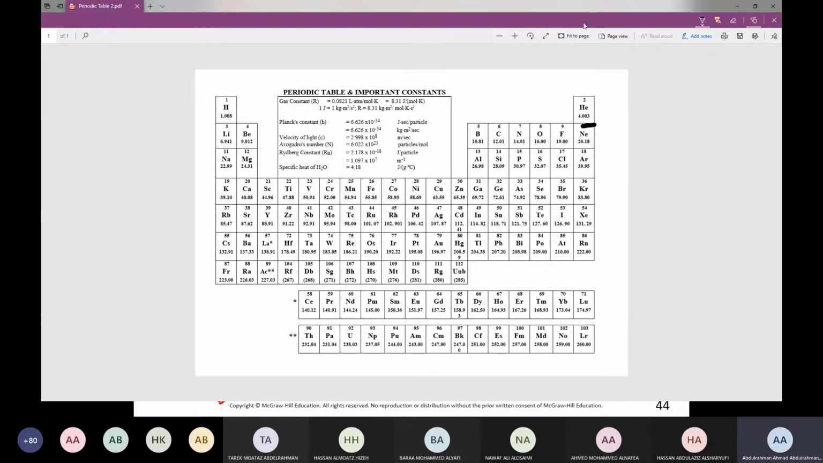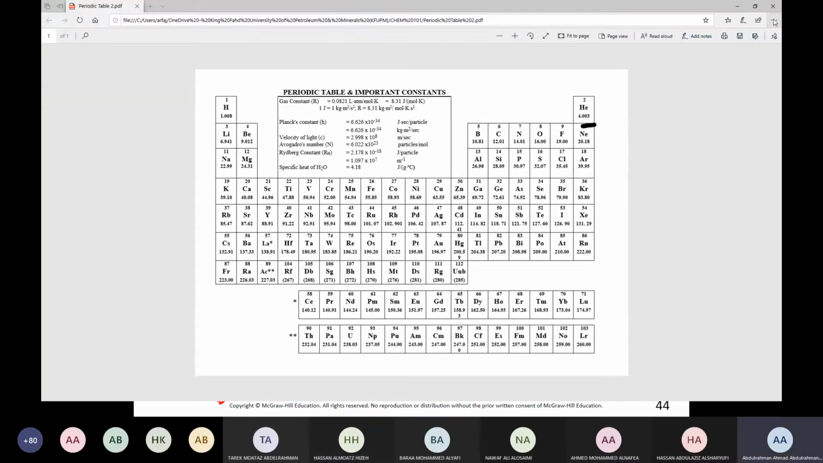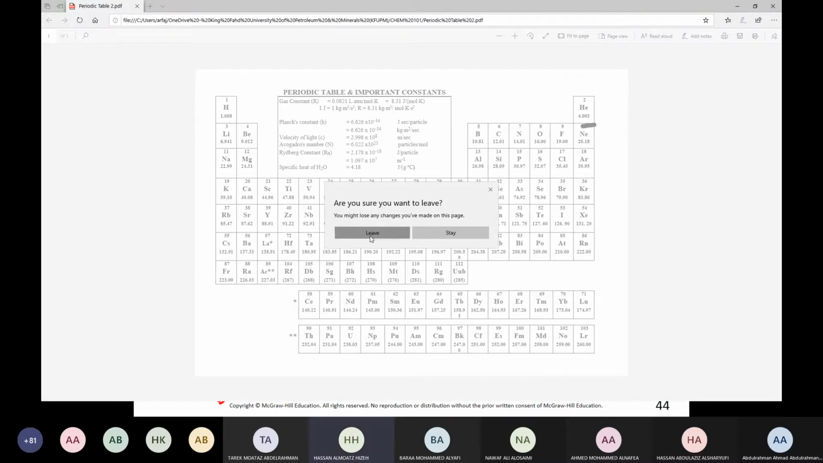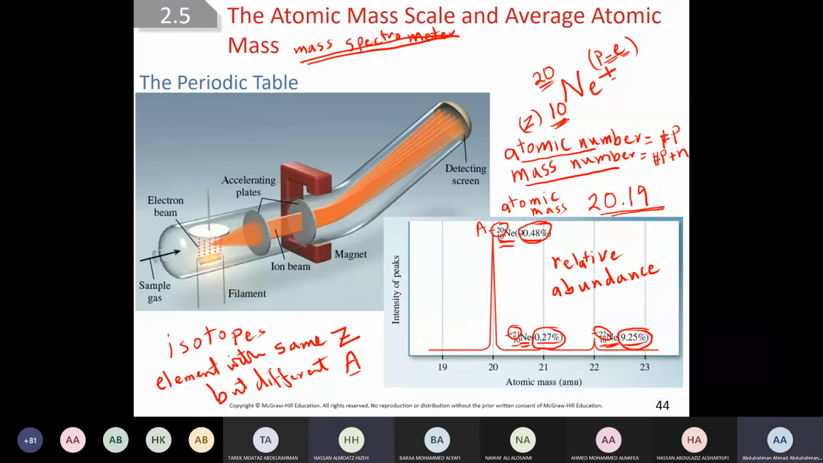All right. Is this clear? Do you have any question? Doctor, why is every atomic number very near to the mass number? Sorry, from the atomic mass. Yeah, of course. It is the average of the atomic mass. Okay, all right, good.